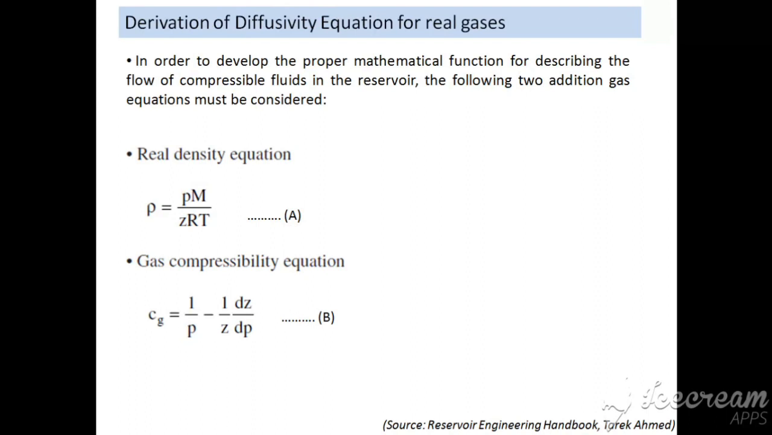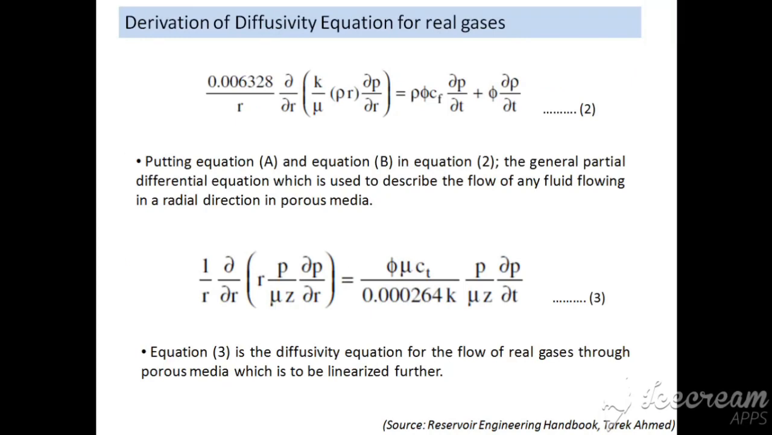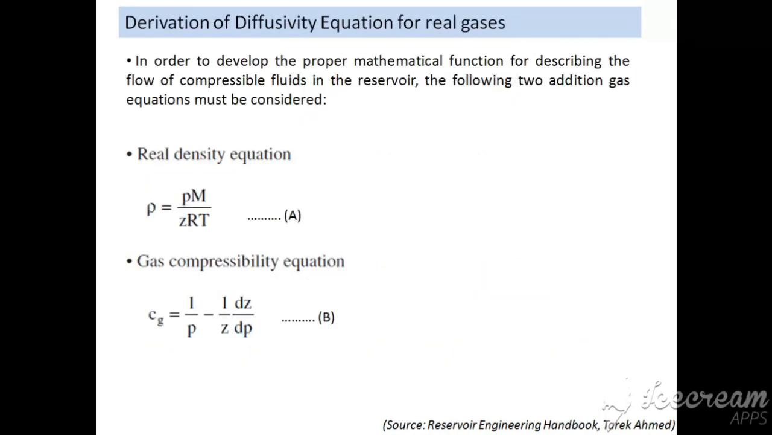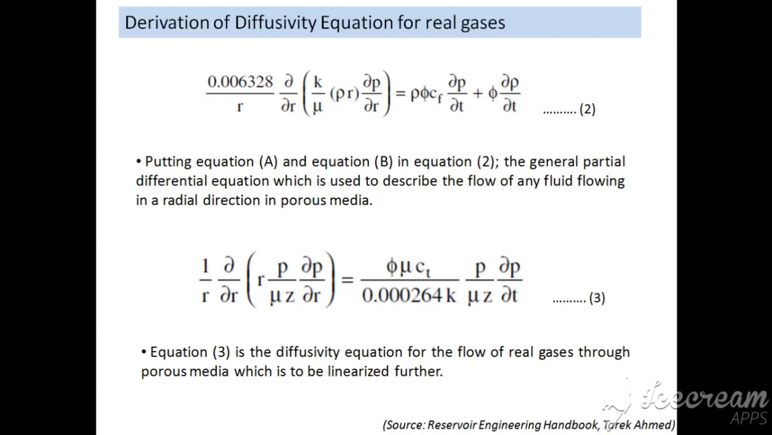We will consider two of the basic gas equations required for the derivation. The rest of the things are similar to those of the liquid, but we have to incorporate these two equations: the real gas density equation, obtained from the equation of state that we already know, PV equals nRT. On solving and incorporating the density term, we arrive at equation A, and we also know the gas compressibility equation. Now we will incorporate equations A and B in the differential form of the equation for the liquid.